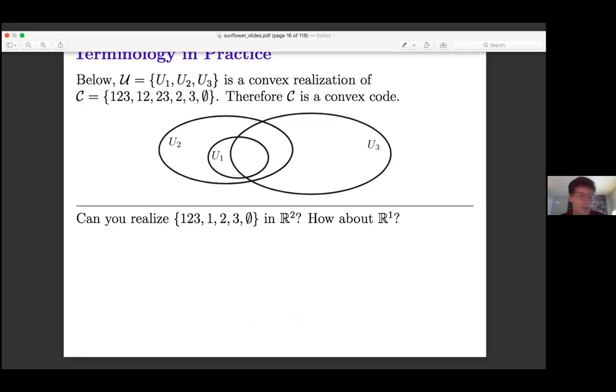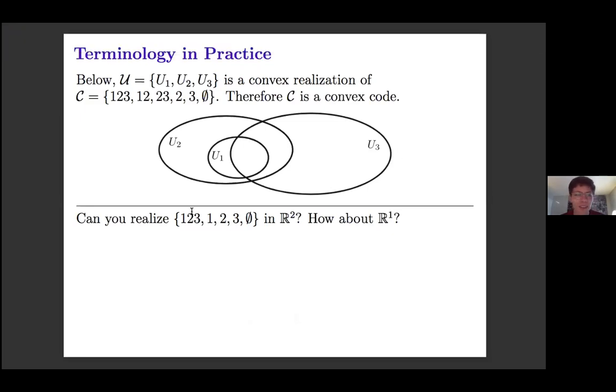Okay, I'm going to ask for a small amount of audience participation. How about this code here, which has 5 code words and 3 neurons? Can you think about how a drawing would look in R2? And so this is saying I have the empty set, so there's somewhere that my sets don't all cover. I have singleton sets, so I might see a set by itself. And then I have somewhere that I see all 3 sets at once. Would somebody be willing to hazard a guess as to how this might look? Or maybe, I don't know, can we do it at all?